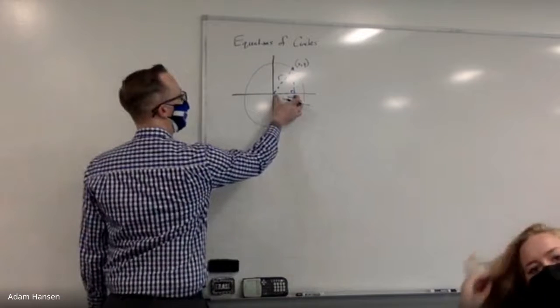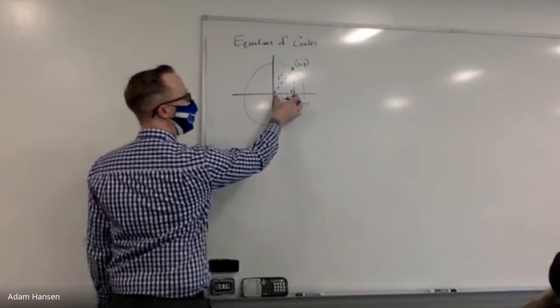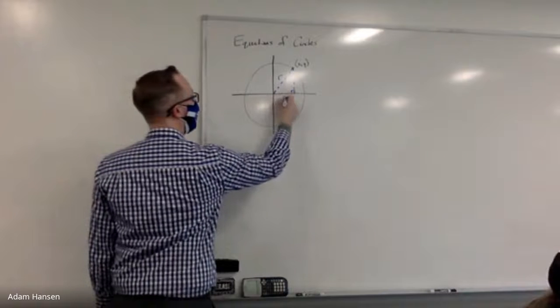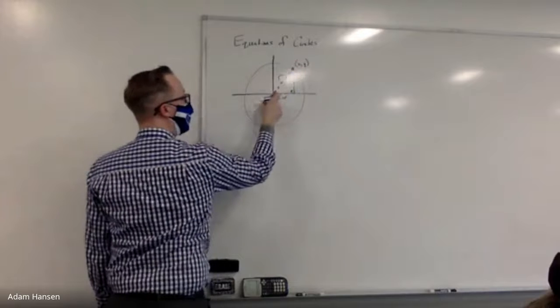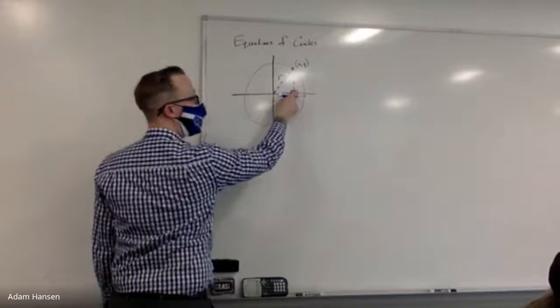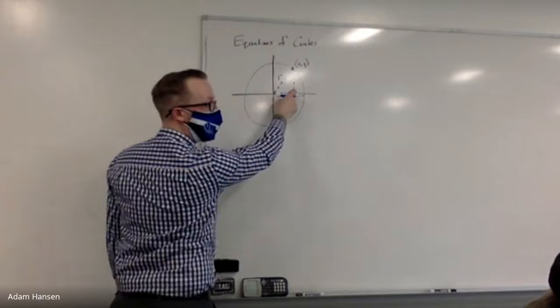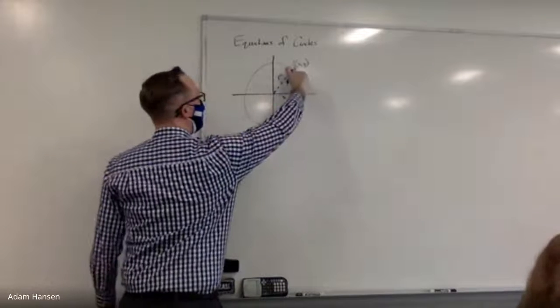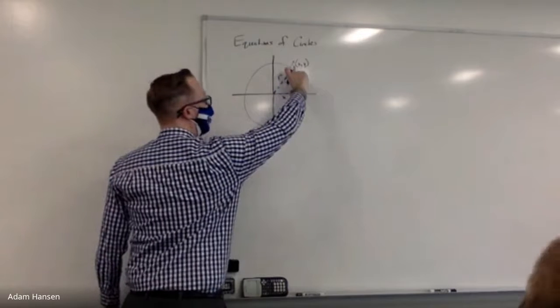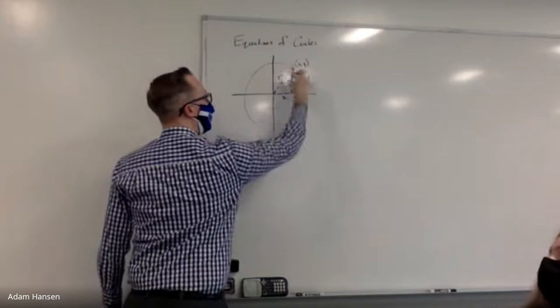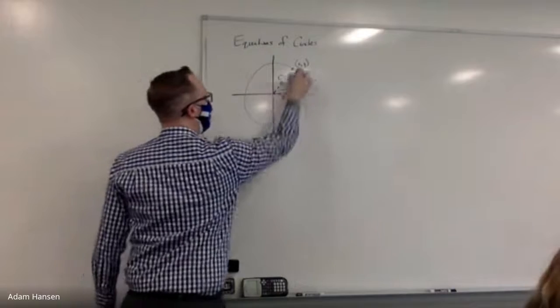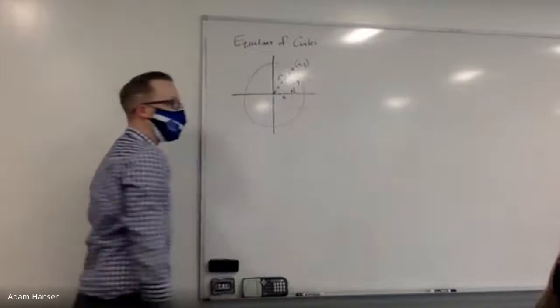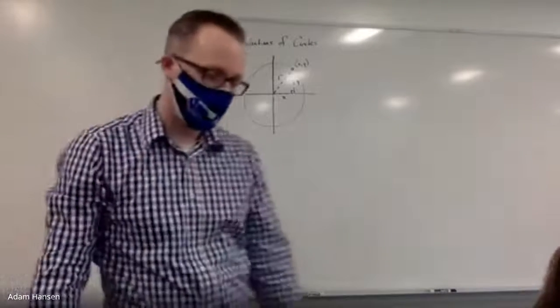Which variable is the horizontal distance? X or Y? X. From the origin to this coordinate on the circle, I would have had to move some distance right. Let's call that x. What would the other side leg be labeled? Which variable is the vertical distance? Y. Once I move to the right x, I move up by y, and I'm on the circle.